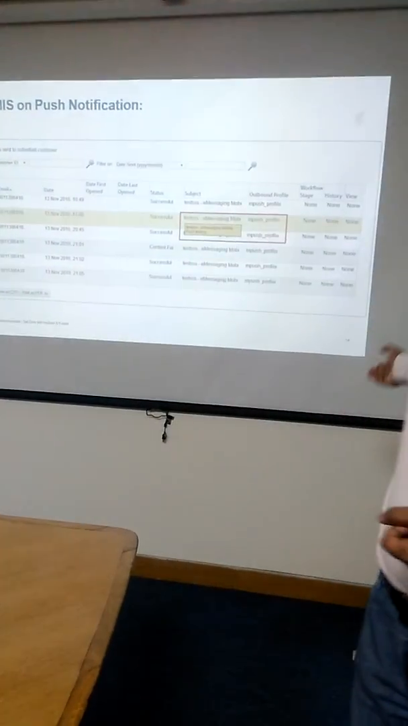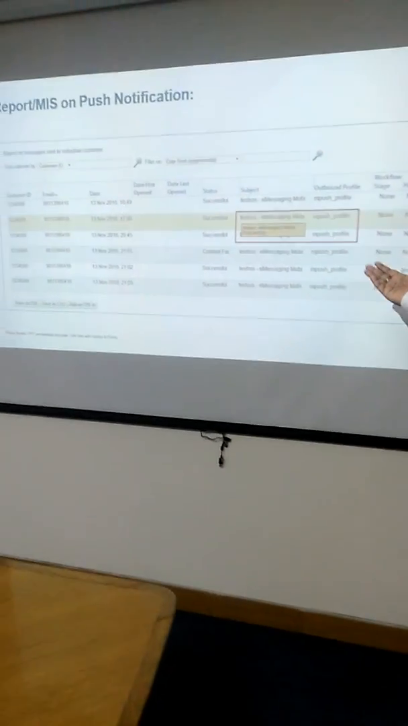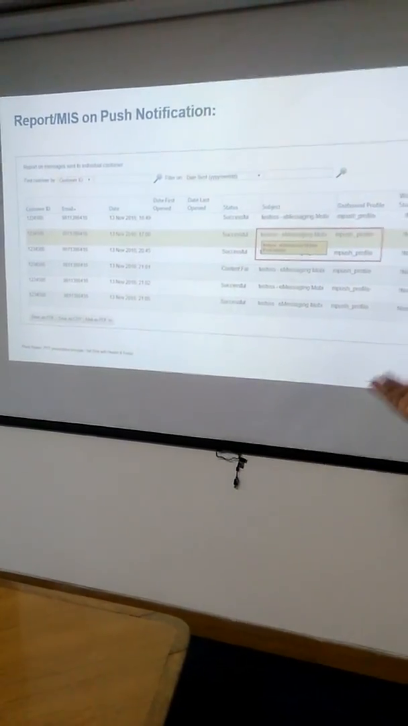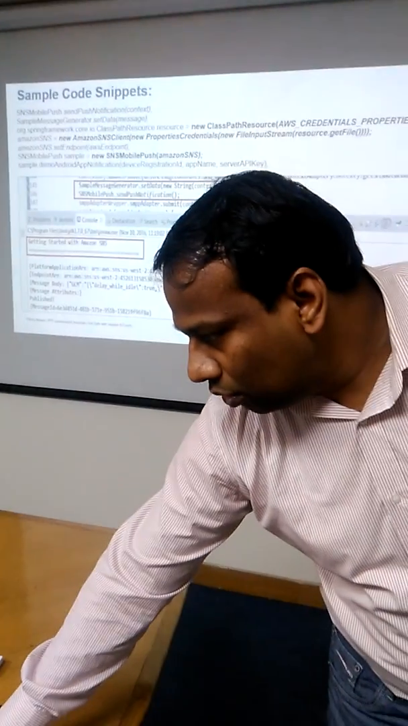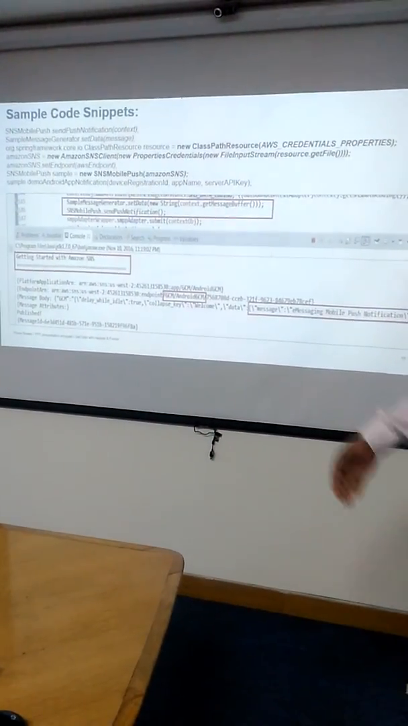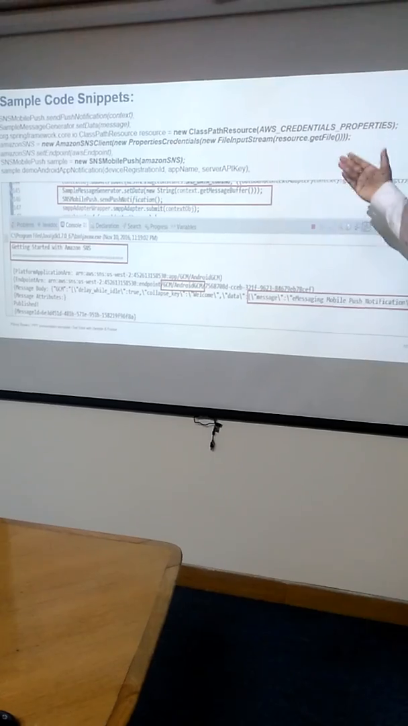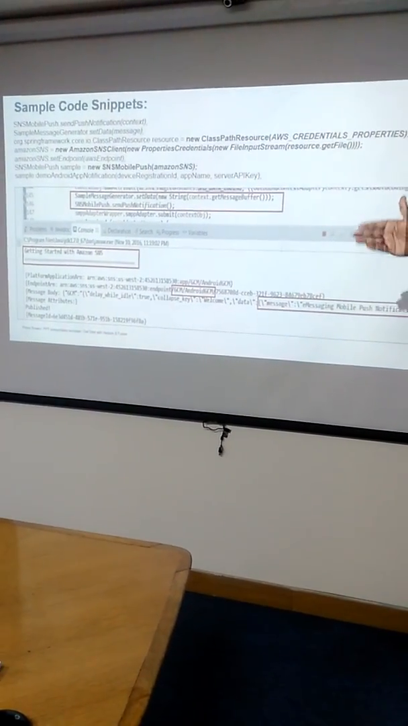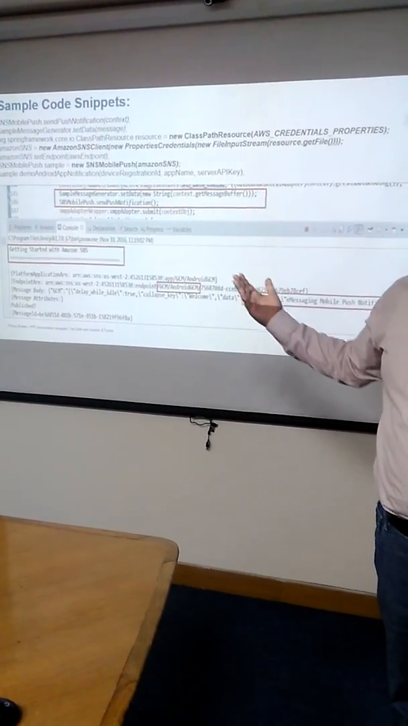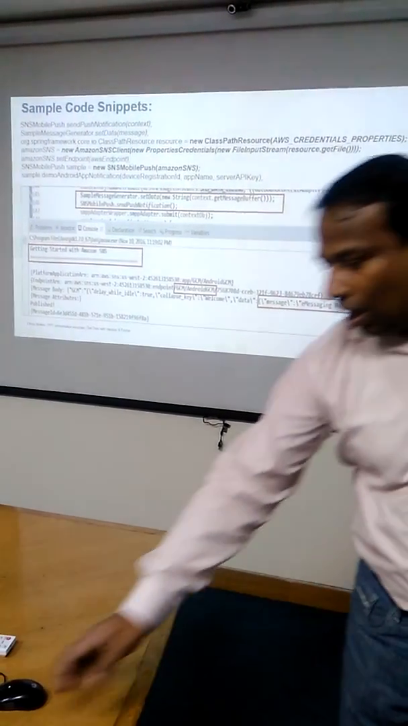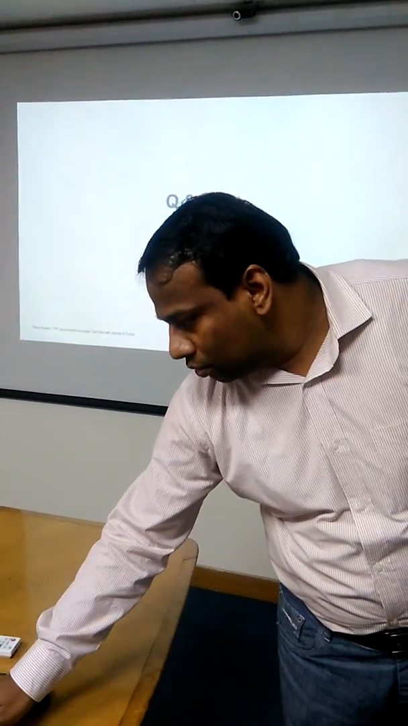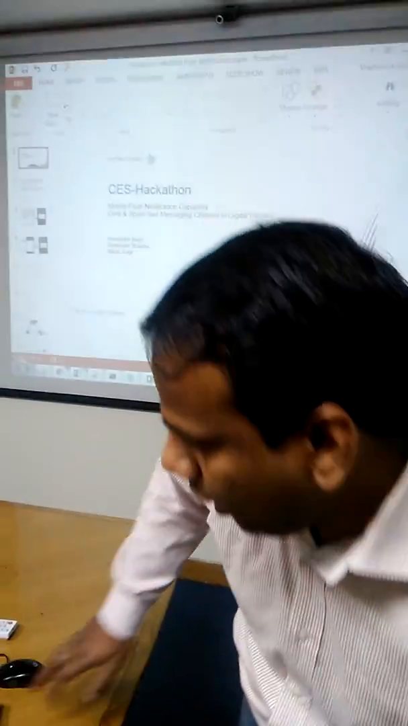And this is about the report MIS, for the messages we have sent through e-messaging. So I move on. This is the sample code for the SMS mobile push center. Although we have uploaded all of this on the hack site, I just wanted to show the snippet. I'll quickly move on to the actual demo.